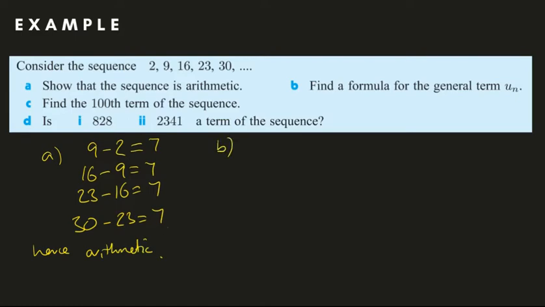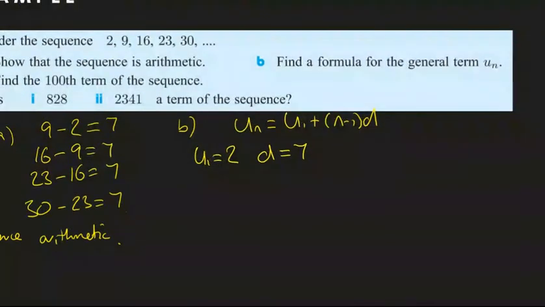Part B. Find the formula for the general term u_n. As we know already, we've got a way of doing this. We know that u_n is equal to u_1 plus (n minus 1)d. Because we've got this sequence in front of us, we can already see u_1 is 2, the first term, and that difference is 7. So let's just plug those in, and we're going to have our answer. u_n will be 2 plus (n minus 1) times 7.